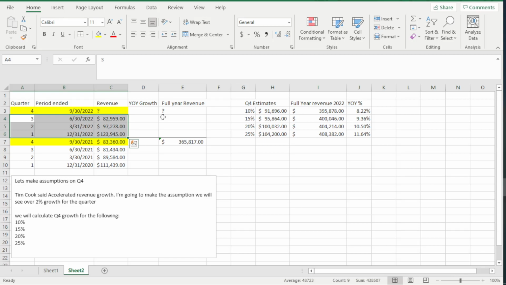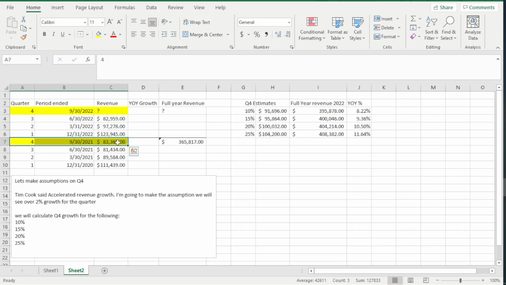Apple does not follow our calendar year. They are actually ahead of us. So the next quarter's report on Apple is actually going to give us Q4, and it's going to give us an entire year of revenue. So what we're going to compare for Q4 is this Q4 revenue versus 2021 Q4 revenue.